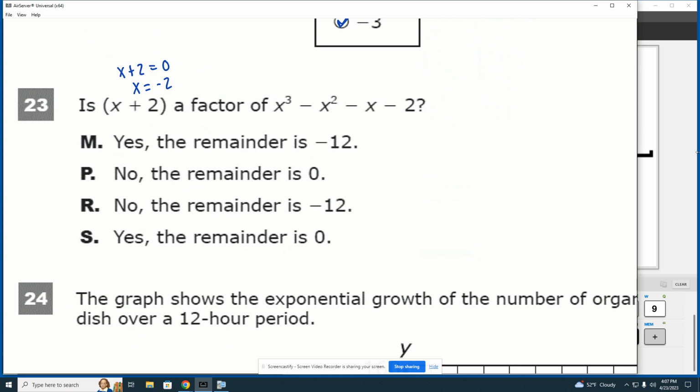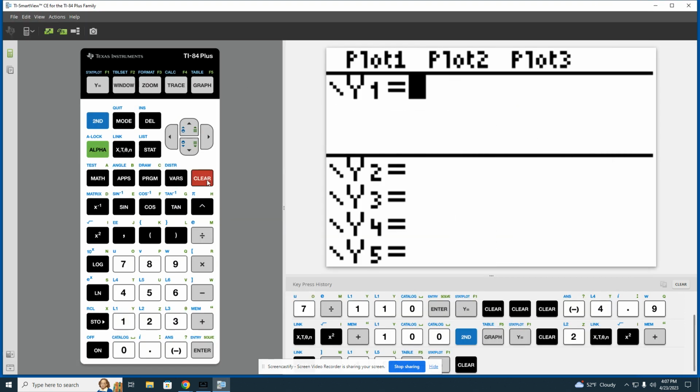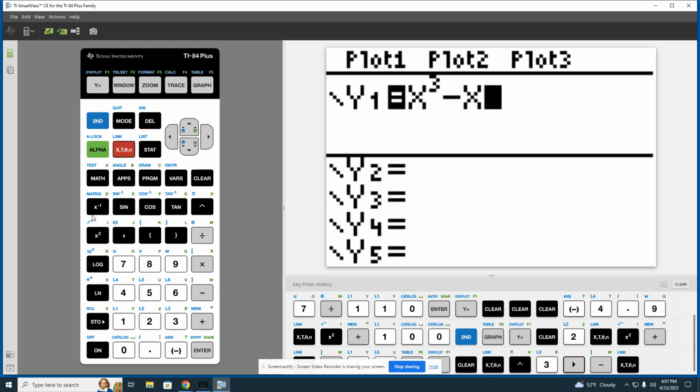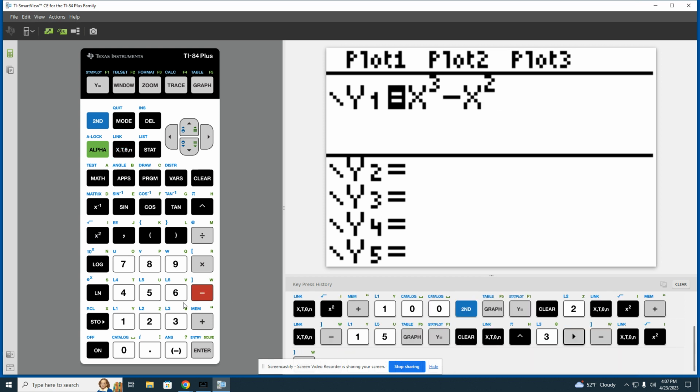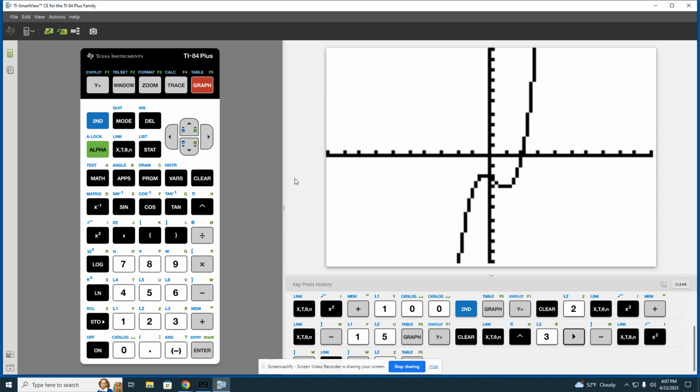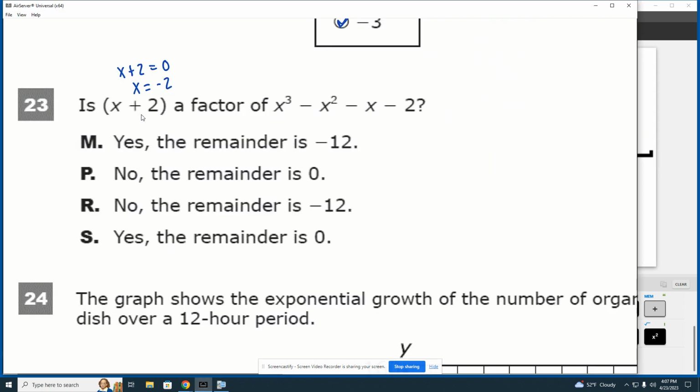So real quickly, I could go back to my calculator here, and I could at least narrow this down. Look, x to the third minus x squared minus x minus 2. If I were to graph this, does it cross the x-axis at -2? No, of course it doesn't. So let me go back to here. Is x plus 2 a factor? No chance. It never crossed at -2. So I can get rid of m and I can get rid of s.